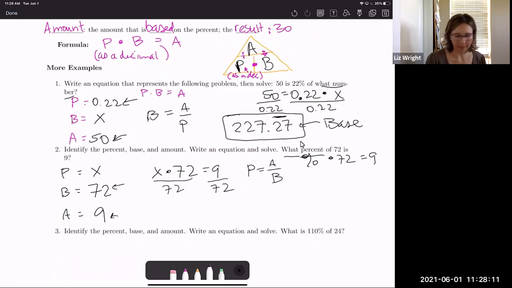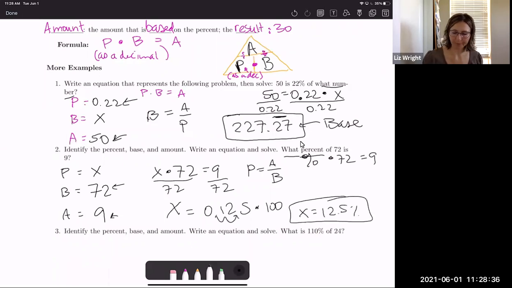9 divided by 72. And then that is going to end up giving us X equals 0.125. And then again, don't forget, we're going to change that back into a percentage. So we're going to multiply that by 100. That moves the decimal 2 places to the right. So X equals 12.5%.